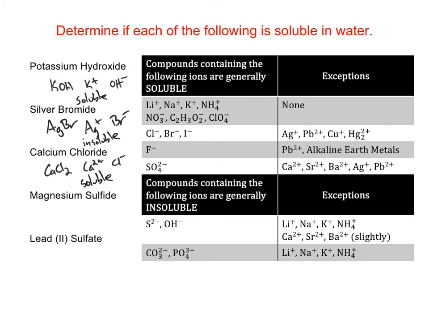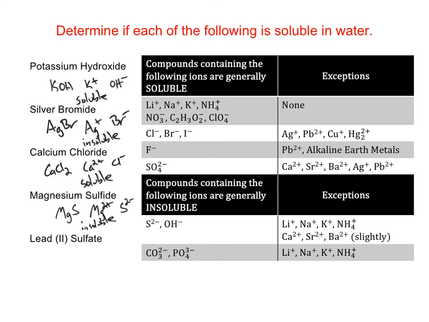Alright, we have magnesium sulfide. It's MgS, magnesium +2, sulfur -2. I don't see magnesium in my list, but I do have sulfide. Sulfide compounds are generally insoluble. And I check, magnesium is not one of the exceptions, so magnesium sulfide should be insoluble.